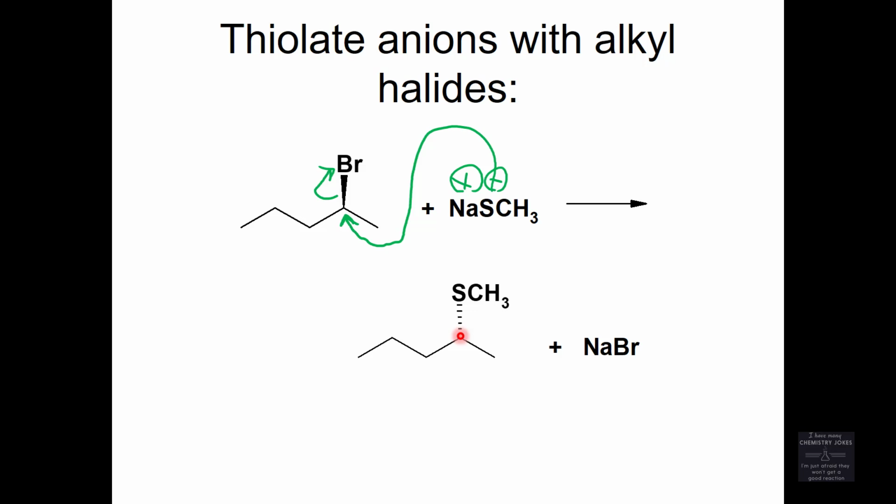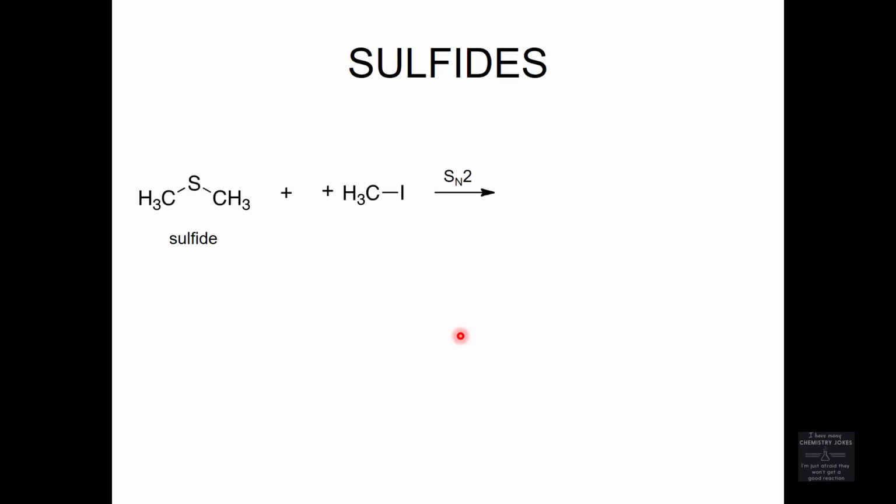Old news. Here's a sulfur with 2 carbon groups. That's called a sulfide, also called a thioether. It's an oxygen with carbon on either side. That's an ether. There's a thioether. Exchange the oxygen for a sulfur. You put in the name thio instead of just regular ether.